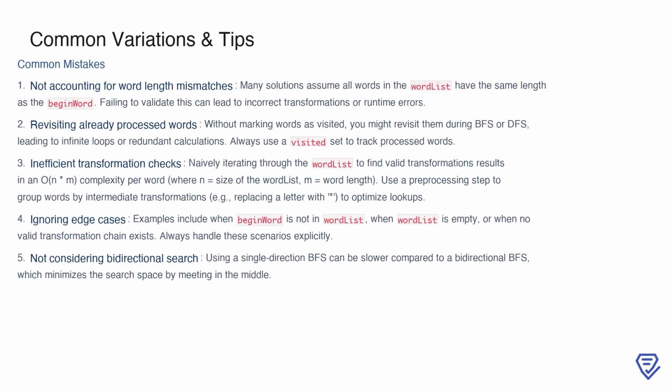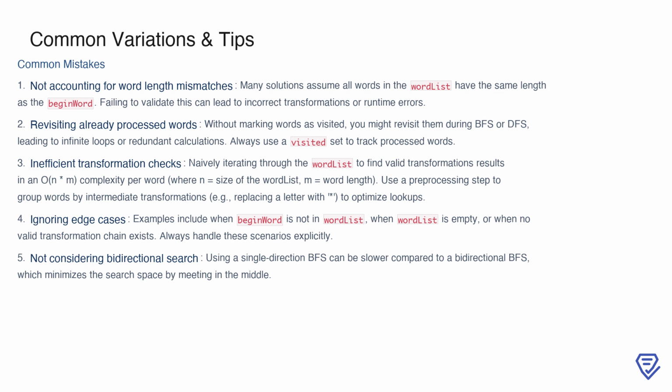One common issue when solving the word ladder problem is not accounting for word length mismatches. Some solutions assume that all words in the word list have the same length as the begin word, but this isn't always guaranteed. Failing to validate this can lead to incorrect transformations or even runtime errors.